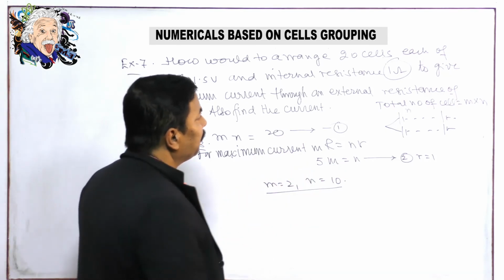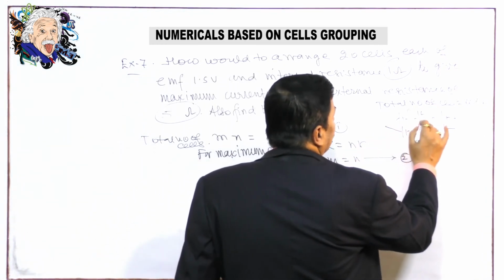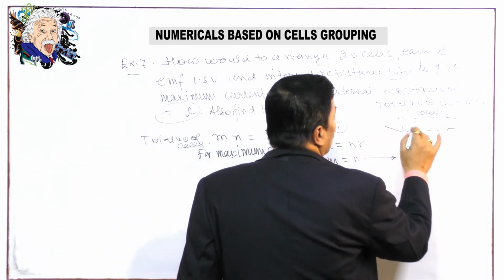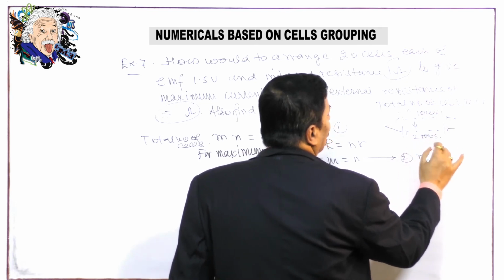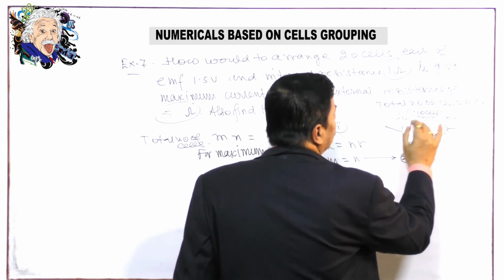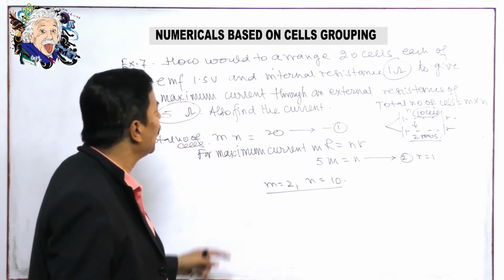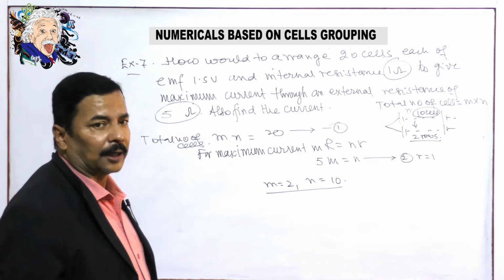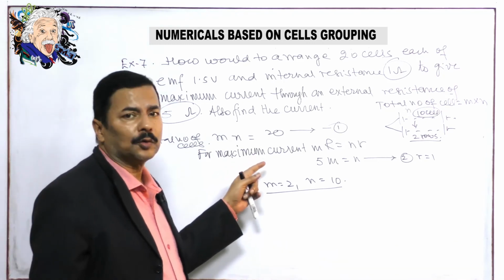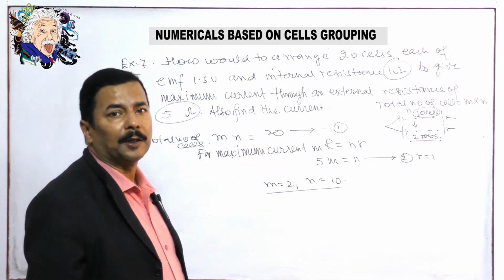What does it mean? You have to take 2 rows, and each row should contain 10 cells. Then you will get the condition required by the question. So this thing also you should understand; this is based on the mixed grouping of cells.